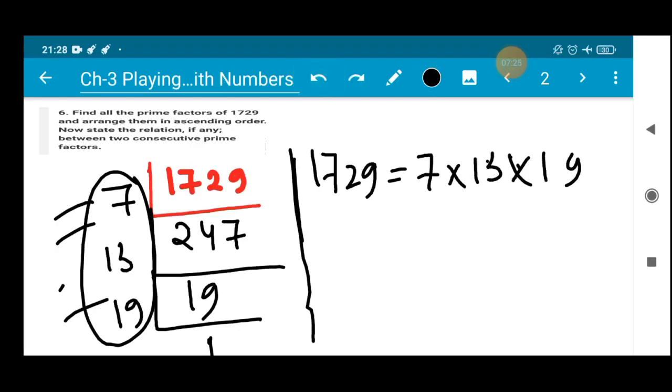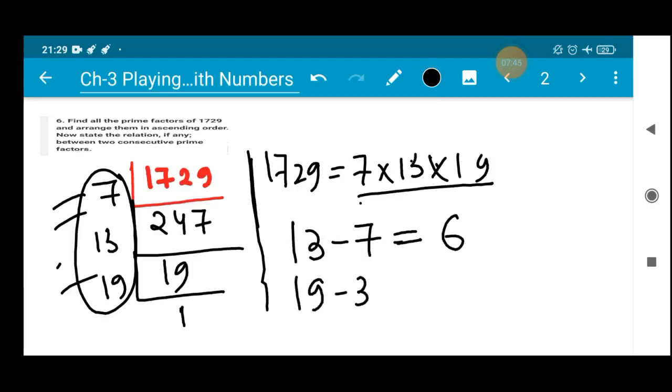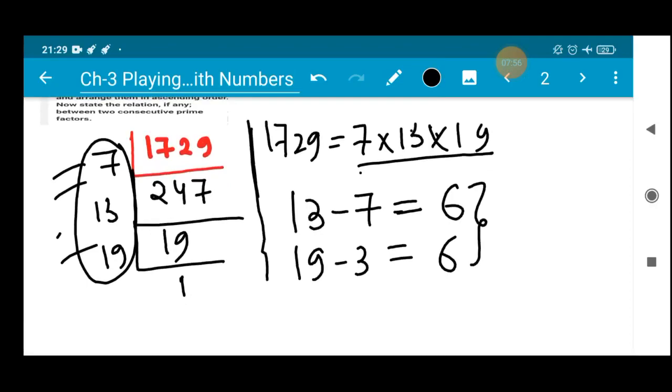Now what they have asked us is to state the relation. Now what is the relation between them? If there is any relation between two consecutive primes, then express it. So yes, I can express it. How? 13 minus 7 is 6. Yes, and 19 minus 13 is also 6. Just see the relation. The difference between 13 and 7 is 6, and 19 minus 13 is also 6. Right? So what is the relation between them?